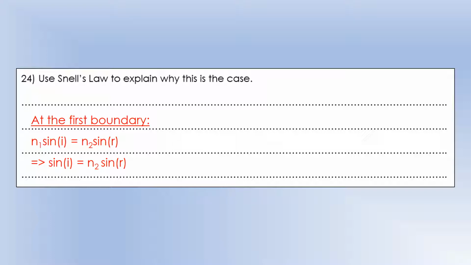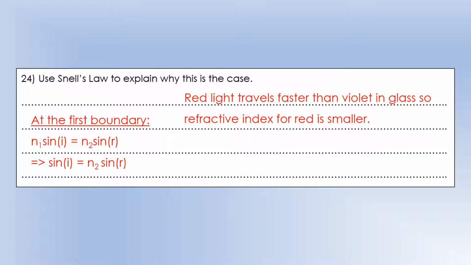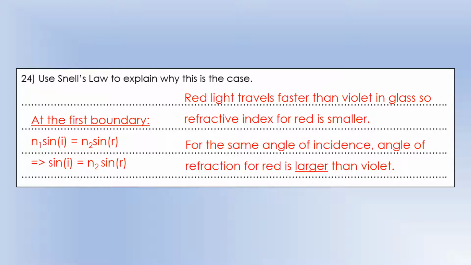At the first boundary, they're both starting in air, so n1 is 1 in both cases. The key here is red light travels faster than violet, and that means the refractive index for red is smaller. At the first boundary, the red and the violet have the same angle of incidence. So if the refractive index, or n2, is lower, sin r must be bigger. The refractive index for red is smaller, so sin r, and therefore r, must be bigger for red than for violet. That's really the point at which the colors separate, the first boundary, and then the second boundary just exaggerates that change.